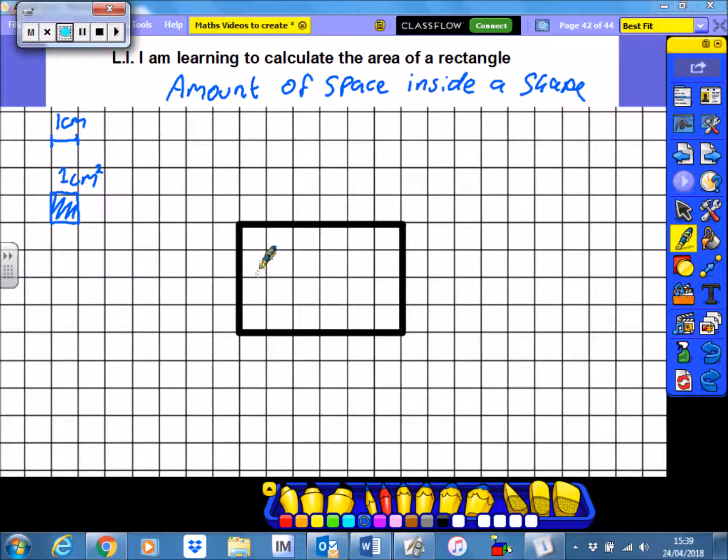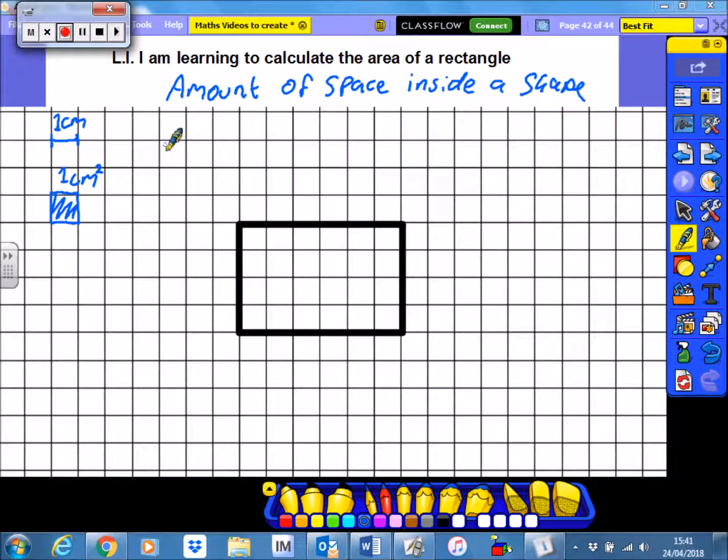So for this example here, we're being asked how many square centimeters are inside this rectangle. Well, we could quite simply count the boxes, 1, 2, 3, 4, 5, 6, so on and so forth. But if we're dealing with really big shapes, that could take a really long time. So instead, let's think about how we can apply maths to do this.